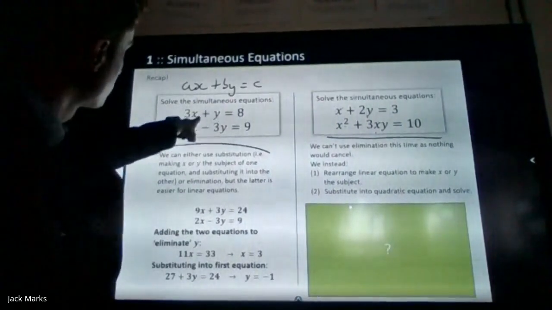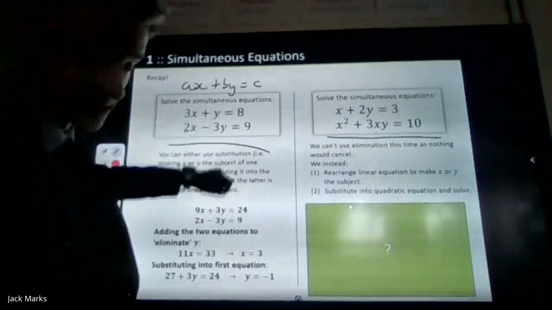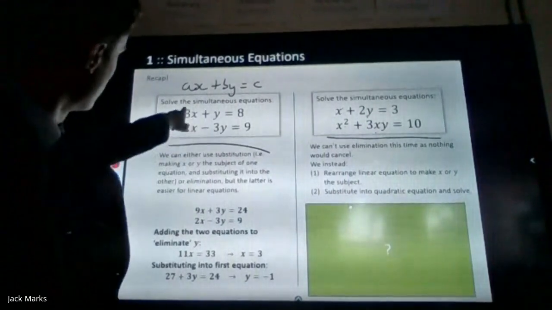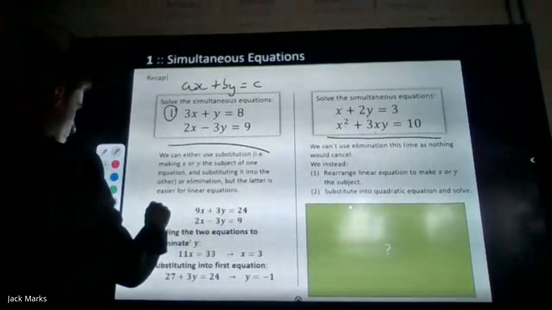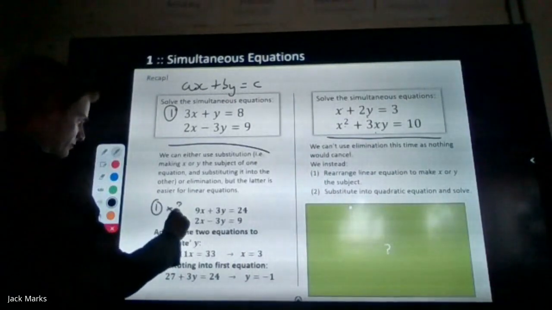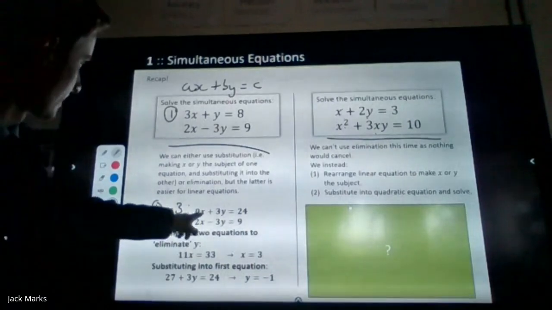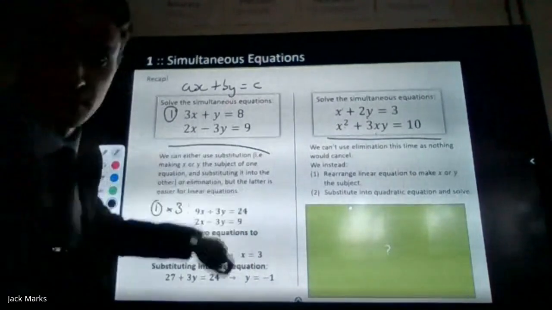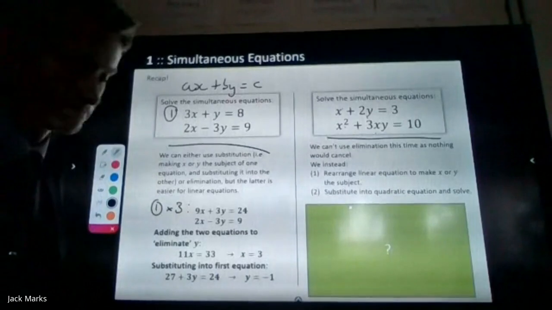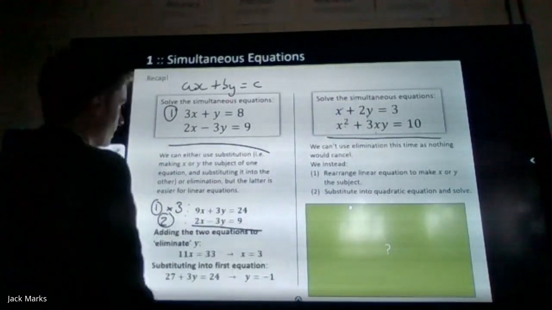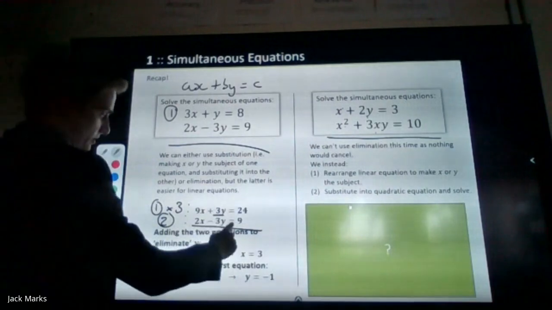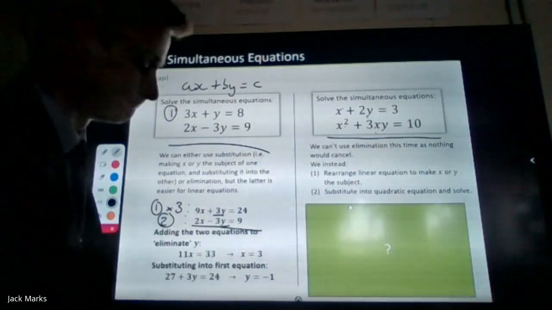Well, we want a coefficient of x or a coefficient of y to be the same. So here, what we can do is we can call this one equation 1, and we can do equation 1 multiplied by 3 to yield 9x plus 3y equals 24. Don't forget the right-hand side as well. Equation 2 can stay put. And then 3y, it means you can eliminate here.